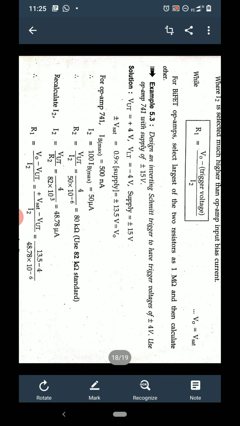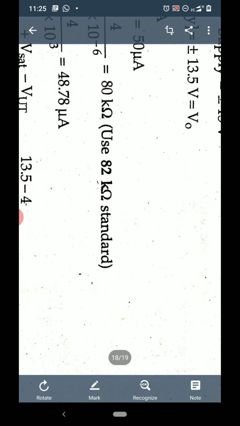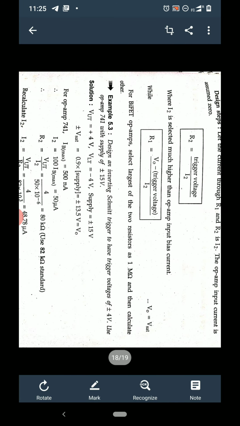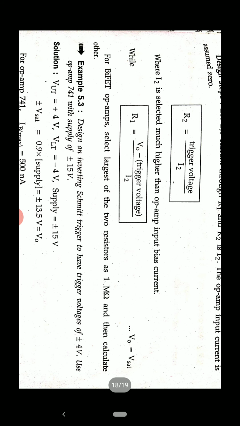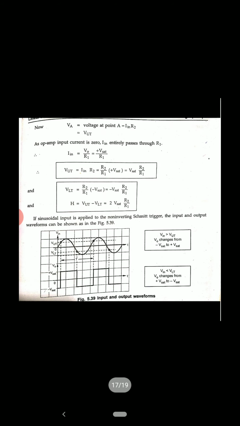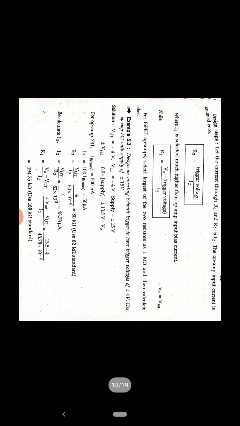These problems are very easy. I have selected 2 problems and given them; you write them, try to solve them and submit them as an assignment. If you are not getting these problems, the design formulas for R2 and R1 are given. R2 is trigger voltage divided by I2. R1 is equal to V0 minus trigger voltage divided by I2. Sorry. And you have calculated R2 and R1 in this problem.